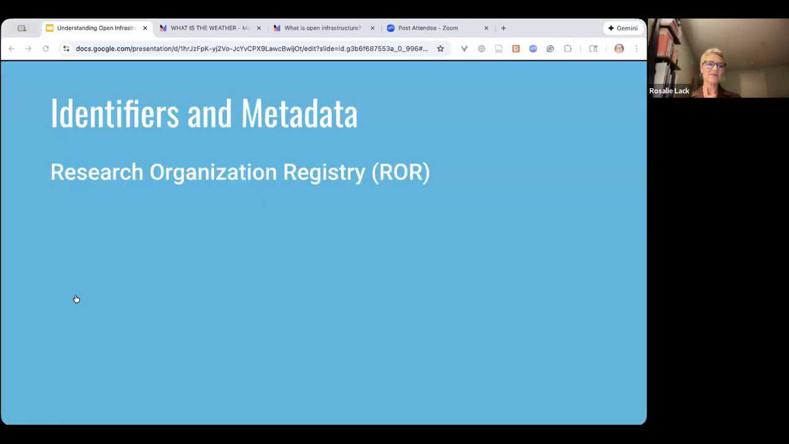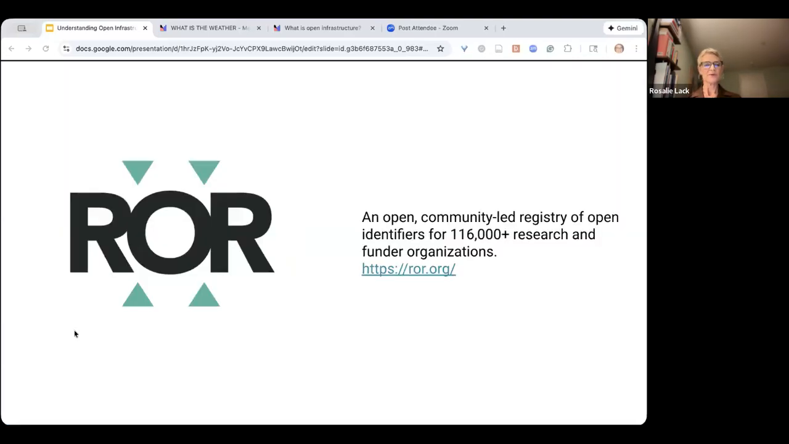And then finally, identifiers are big. One of our infrastructures is identifiers for research organizations, in the way that ORCID is for people, ROR is for institutions, to have identifiers.